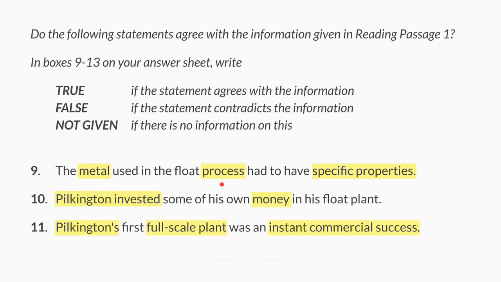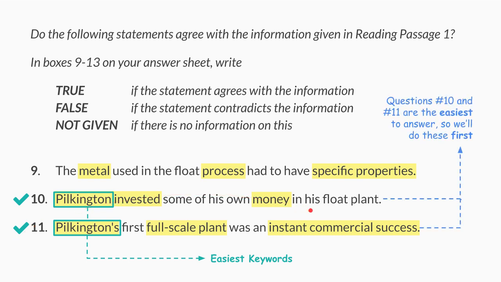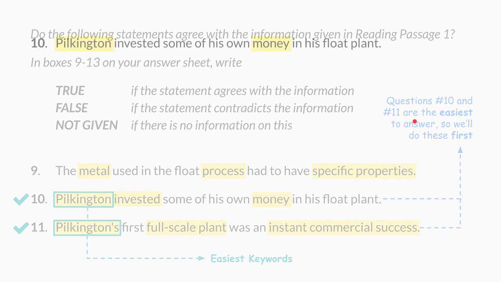And the next thing that we're going to do is identify the easy keywords. So you already know by now that proper nouns are some of the easiest keywords. So for that reason, number 10 and number 11 are going to be the easiest ones to solve. So we're going to answer those ones first. Personally, I like to mark the easy questions with a little check mark. So we're going to go ahead and do questions number 10 and 11 first. So let's go ahead and get right into it.